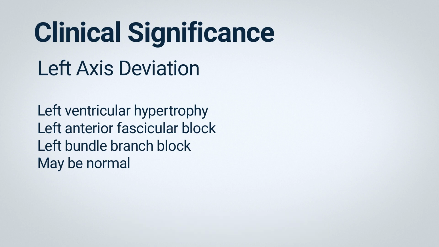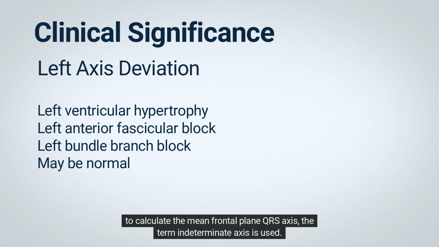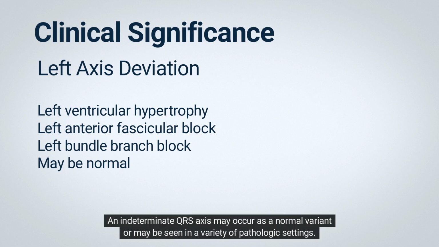Finally, in rare cases where all 6 extremity leads show biphasic complexes, which makes it impossible to calculate the mean frontal plane QRS axis, the term indeterminate axis is used. An indeterminate QRS axis may occur as a normal variant or may be seen in a variety of pathologic settings.